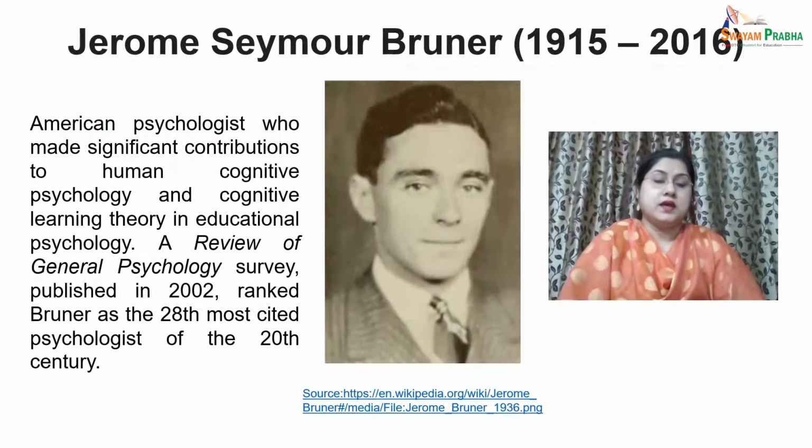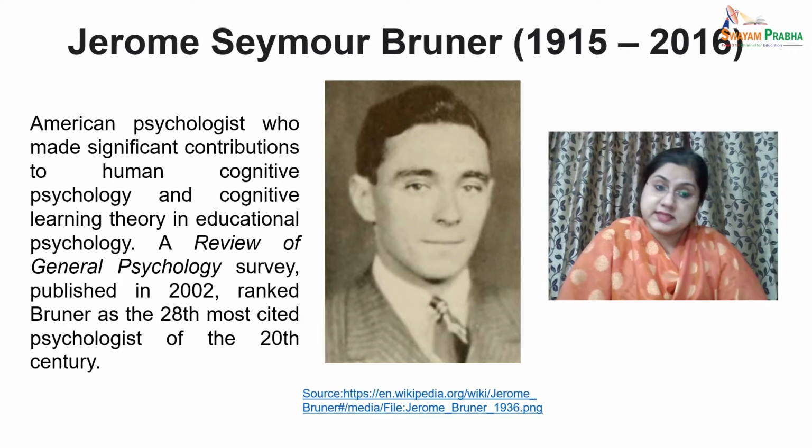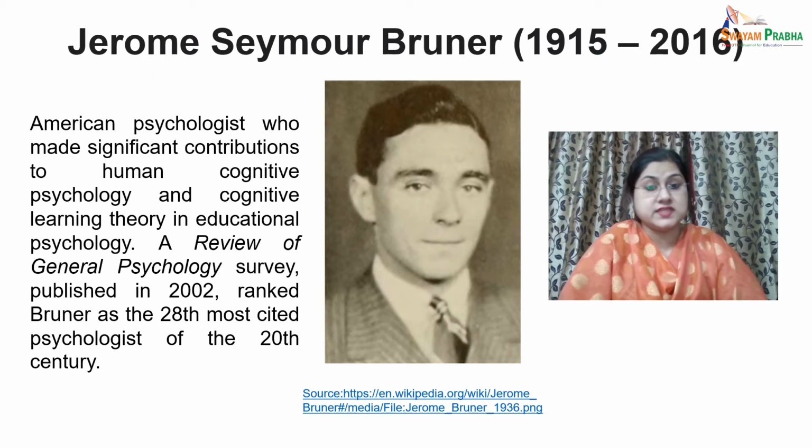So first of all, let us discuss some of the points related to Jerome Seymour Bruner. Bruner was born in 1915 and he died in 2016. He was an American psychologist who made significant contributions to human cognitive psychology and cognitive learning theory in educational psychology. Bruner was a senior research fellow at the New York University School of Law. He received his education from Duke University and Harvard University. He taught and did research at Harvard University, the University of Oxford, and New York University.